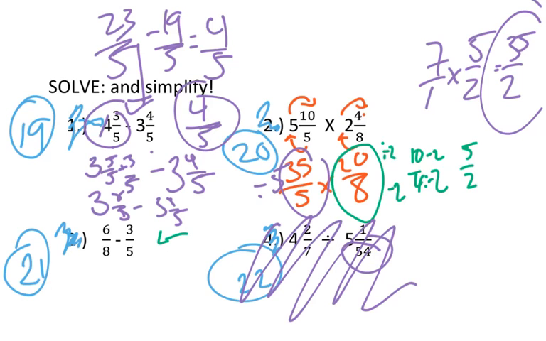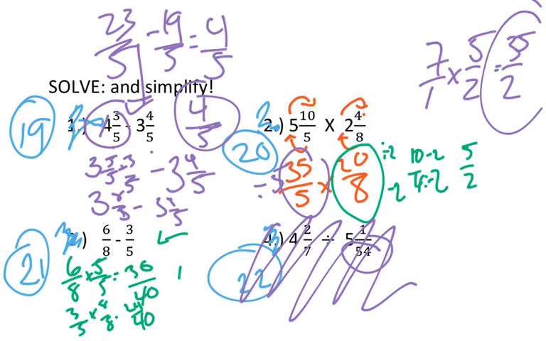This, however, is. When you're adding or subtracting, you need common denominators. So I'm going to do 6/8 times 5/5 is 30/40, and 3/5 times 8/8 equals 24/40. So I have 30 minus 24, that gives me 12/40, which I can simplify by 2, that gives me 6/20, which I can simplify by 2 again, which gives me 3/10.